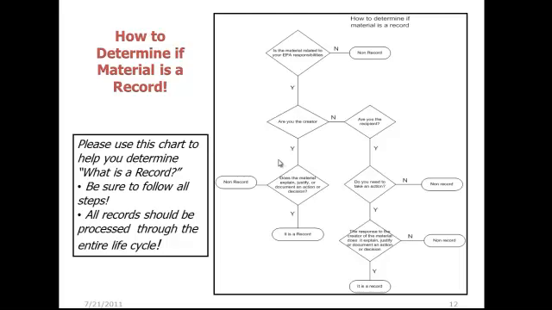Here's another tool that you can use to help you determine if the material you have is a record. This is an example of a flowchart. In this flowchart, it presents a series of yes or no questions that you should answer that will lead you to a non-record or a record status. It's a good idea to print this material out. It's all located on EPA's intranet site. Hang it in your area and refer back to it when you have the question of whether the document you have is or isn't a record.